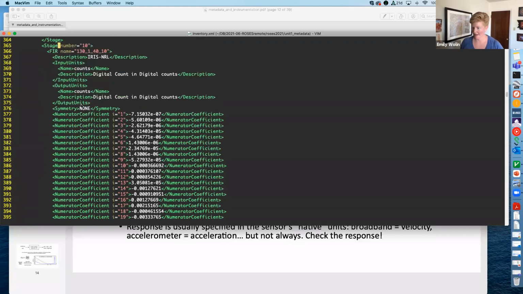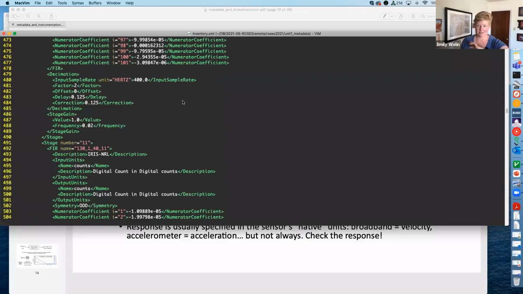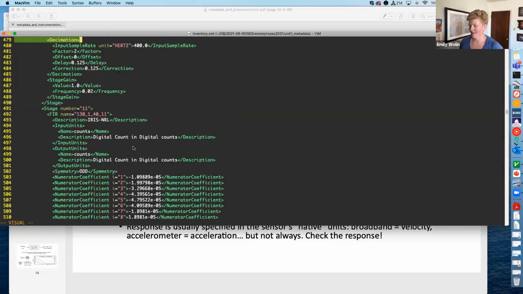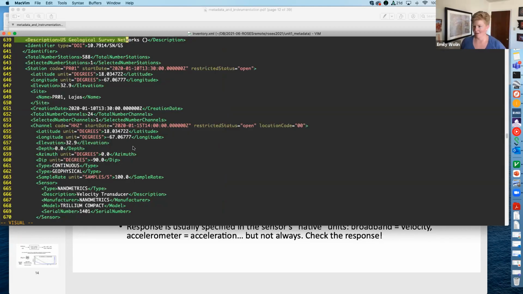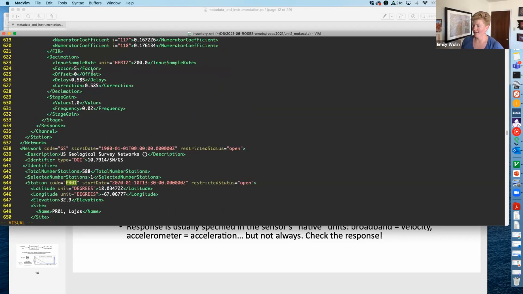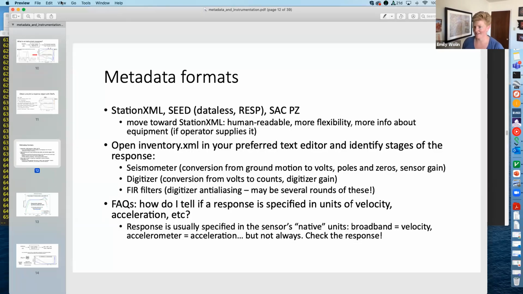You can see we're at stage 10 up here, and again, this looks messy. We have this huge list of coefficients, hundreds of coefficients, but all this is saying is what is happening inside that seismometer and digitizer to get from a ground motion input to the digital signal that you can request from a data center. That's all that's going on here. Yeah, big long list of coefficients. So there you go. You can see our second station starts here, GS network, station PR01. Okay, so I'll head back to the lecture now.